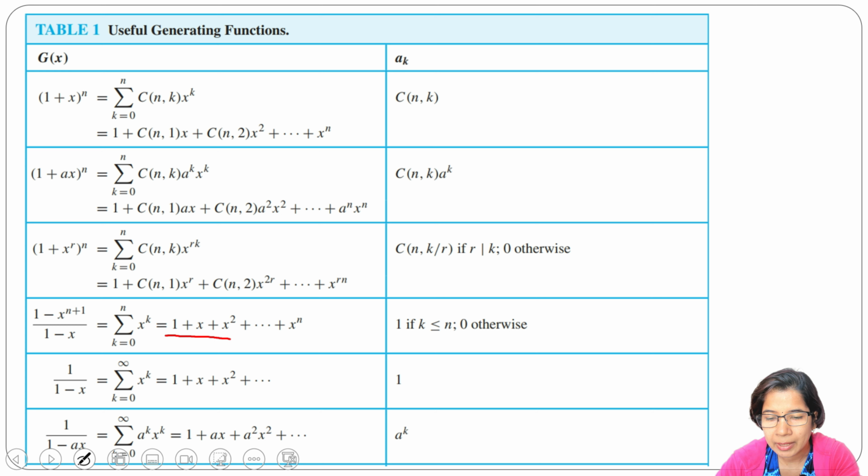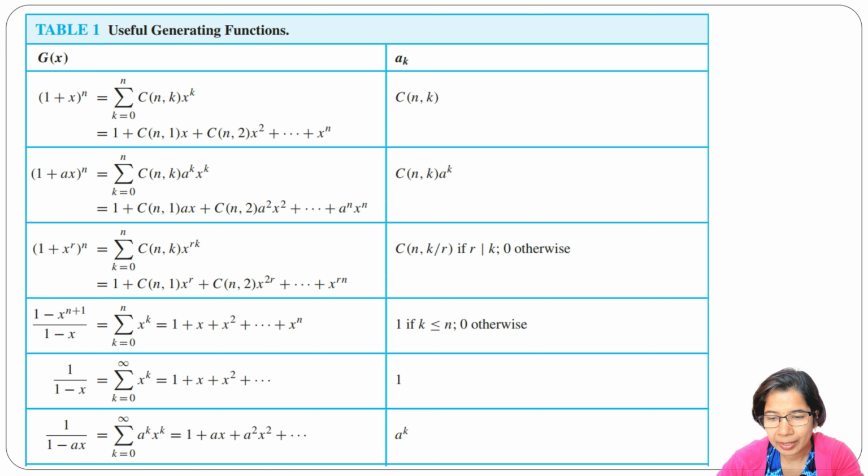1 + x + x^2 till x^n, that is equals to (1 - x^(n+1)) divide (1 - x). Just find the sum of that geometric progression and it is (1 - x^(n+1)) divide (1 - x). And here a_k equals 1 if k less than or equal to n, 0 otherwise.